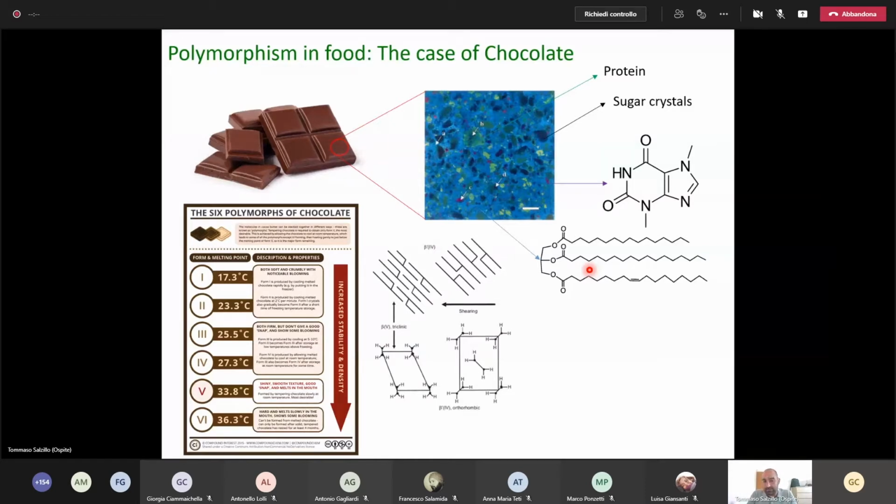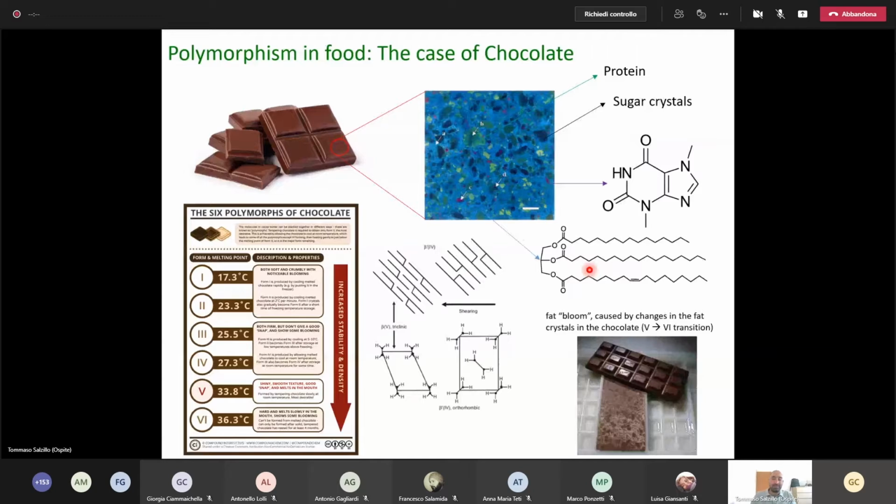Chocolate has 6 polymorphs, and just one is the one that the industry wants for commercial use. And this is polymorph number 5. I'm also sure that you have seen at least once in your life the phase transition of chocolate.